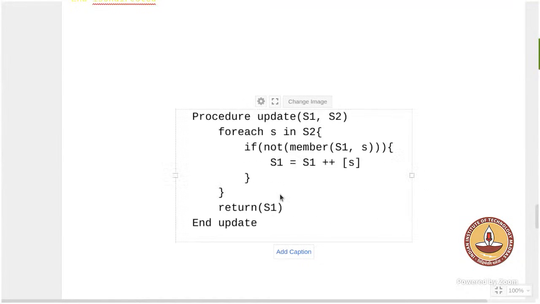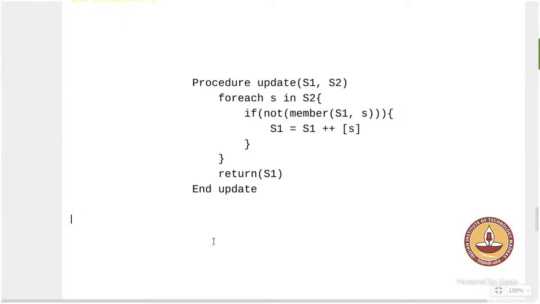Yes, sir. Okay, so let's try to understand this procedure. Let's say S1 is 1, 2, 3, and S2 is 1, 3, 4, 5. So what will be the update of S1, S2? 1, 2, 3, 4, 5. Okay, so does everyone agree with this?